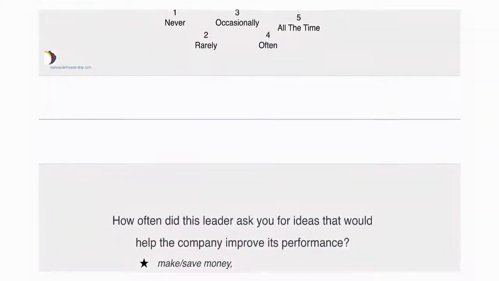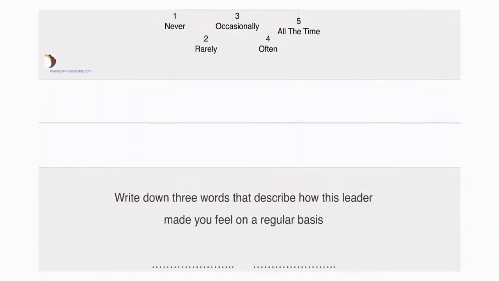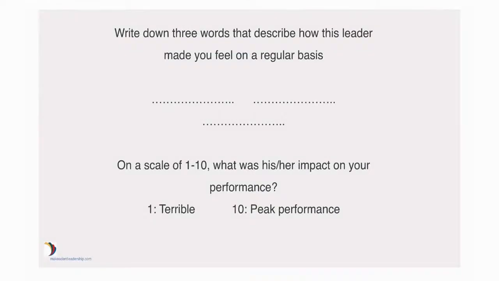Now, how often did this leader ask you for ideas that would help the company improve its performance? And I've given you some ideas there in terms of make or save money, improve productivity, or improve morale. Write down 2 to 3 words that describe how this leader made you feel on a regular basis. And then, on a scale of 1 to 10, what was his or her impact on your performance? 1 being terrible and 10 being peak performance.